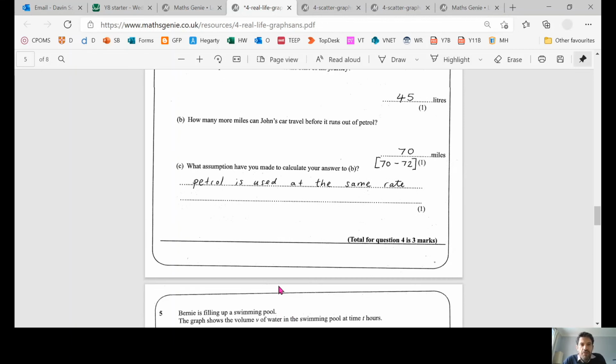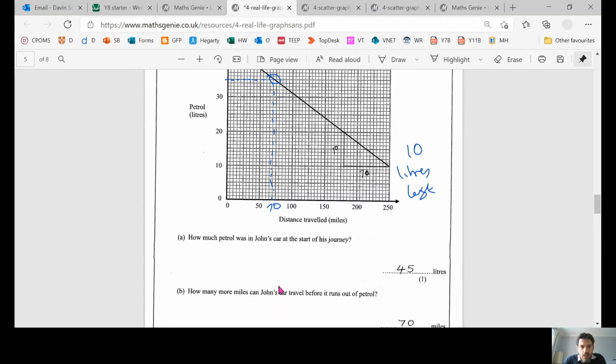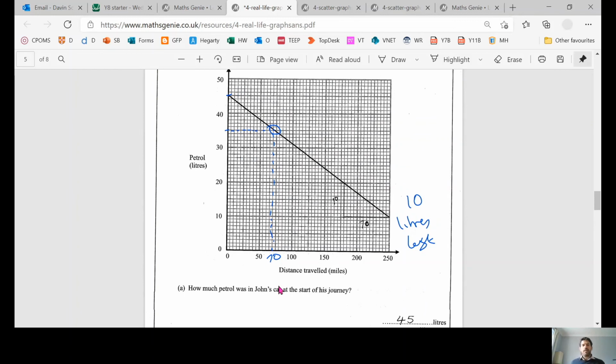What assumption have you made to calculate your answer? Okay, so. I don't much like that question either, because I'm not sure that we've assumed that the use of petrol is constant. It's shown on the graph, but there you go. Yeah, I mean, of course we're assuming.